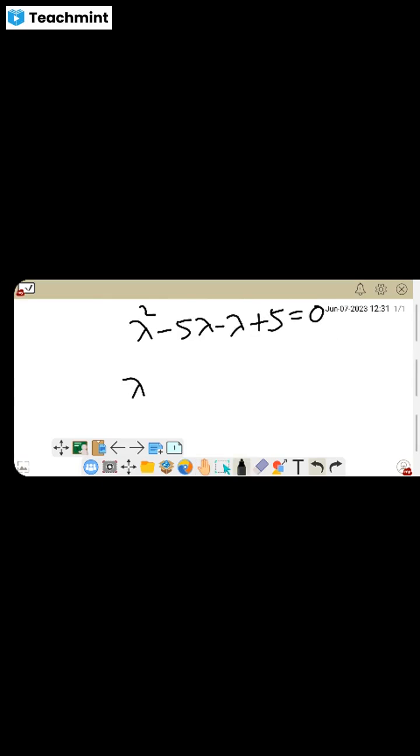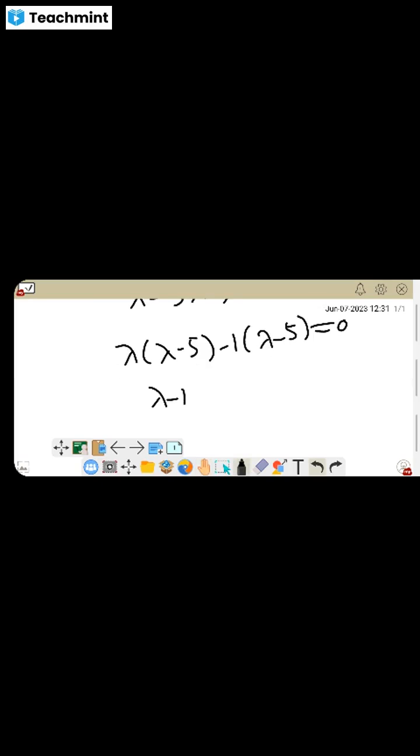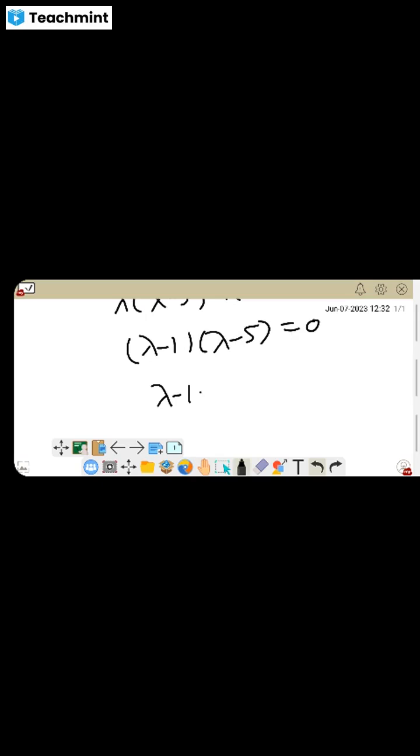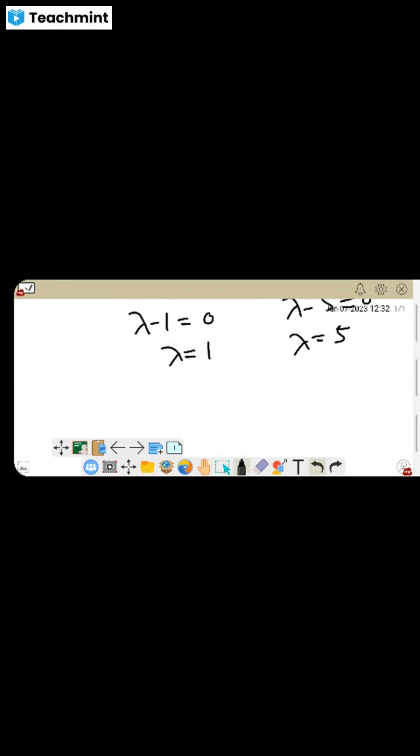So we have (lambda minus 1) and (lambda minus 5) here on taking common. Lambda minus 1 is equal to 0, then we have lambda is equal to 1. And lambda minus 5 is equal to 0, and we have lambda is equal to 5. So here we can see lambda 1 is equal to 1, and the second value of lambda we have 5.